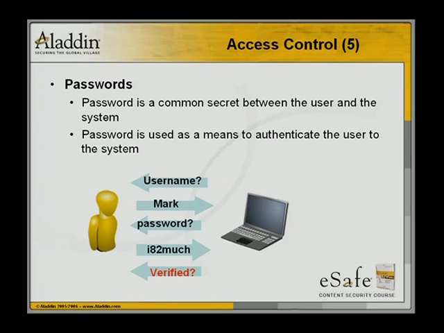So let's speak a little bit about passwords. Password is the most common secret between the user and the system. Password is used as a means to authenticate the user to the system. So we see here in the diagram that the computer asks, "What's your username?" The user replies with Mark. Then the system asks back, "What's your password?" And the user gives back the password. Now, if the password is correct, the system would give him a message that he is verified, and he will be logged on to the computer or to the system.